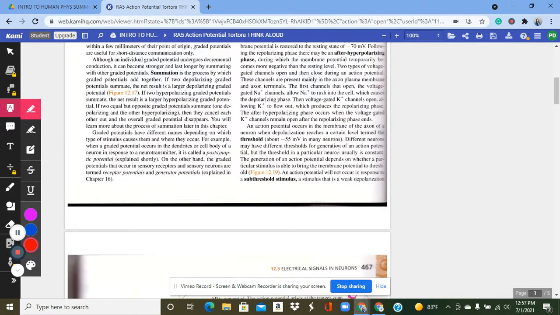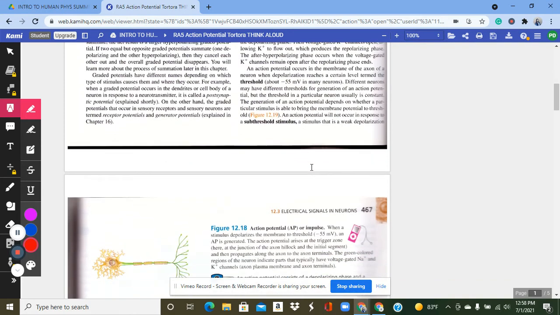So yeah, moving on. An action potential occurs in the membrane of the axon of a neuron when depolarization reaches a certain level termed the threshold. So yeah, I did mention that I knew about the threshold. So let's just keep going, which is about negative 55 millivolts in many neurons. Different neurons may have different thresholds for generation of an action potential, but the threshold in a particular neuron usually is constant. The generation of an action potential depends on whether a particular stimulus is able to bring the membrane potential to threshold. Figure 12.19.